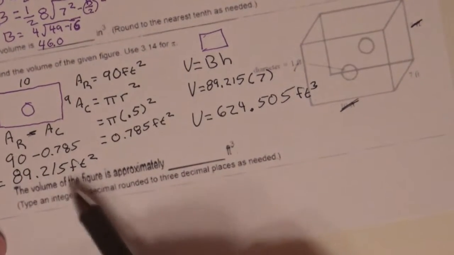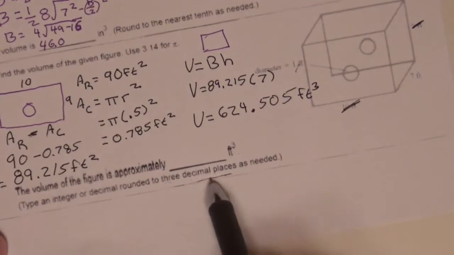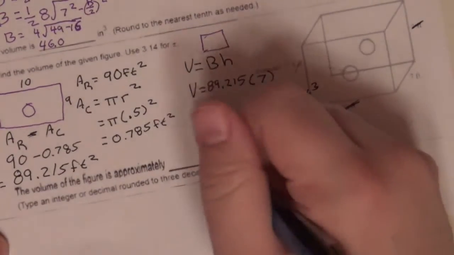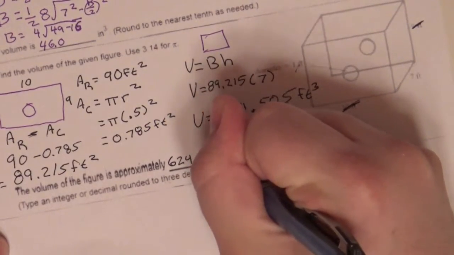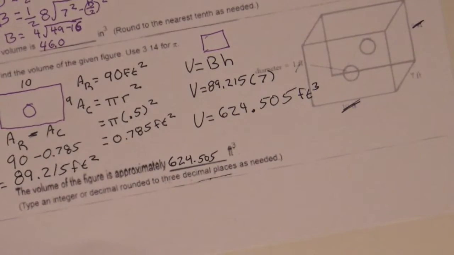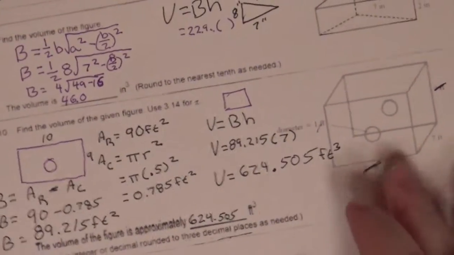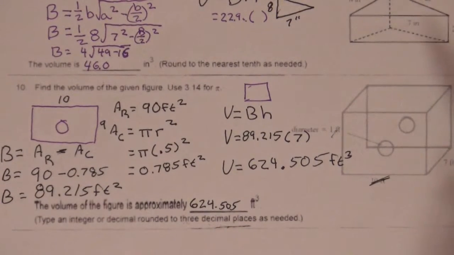So what does it ask me to do? The volume is approximately blah. It says to round to 3 decimal places. Hey, I've done that already. So my actual answer is 624.505 cubic feet.